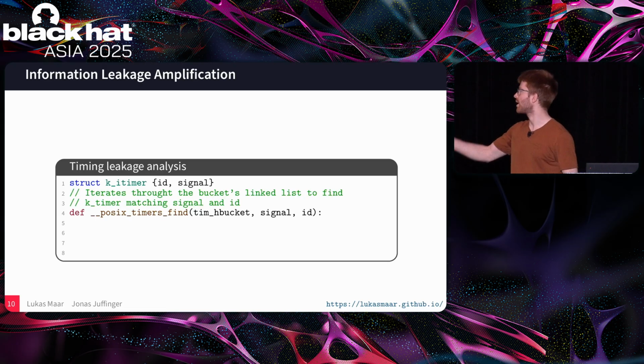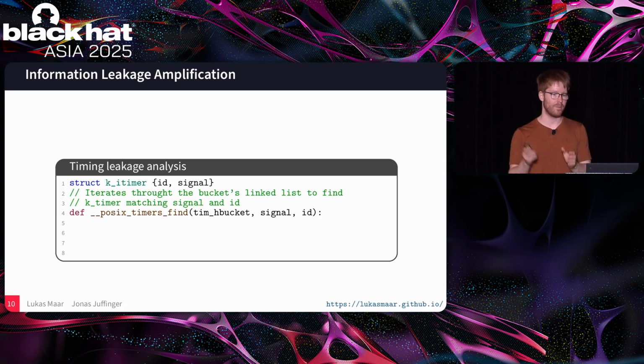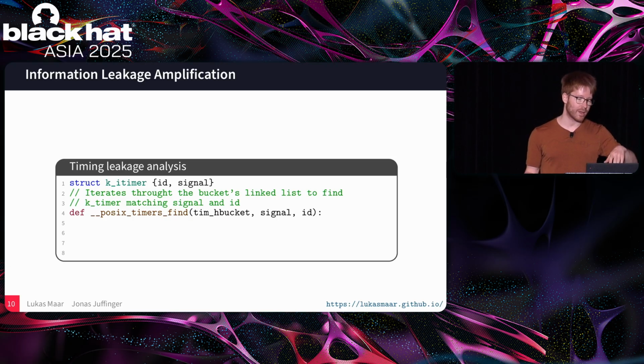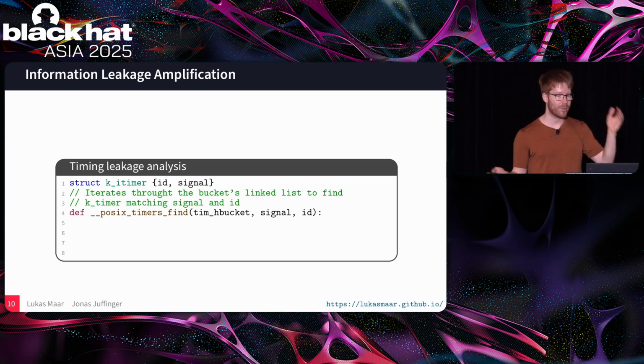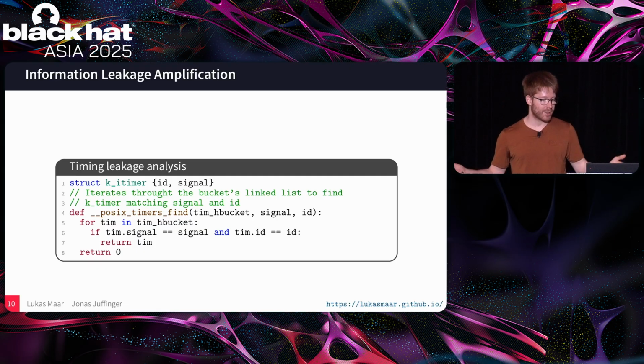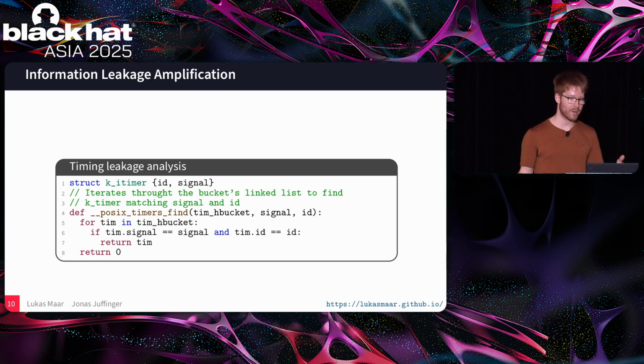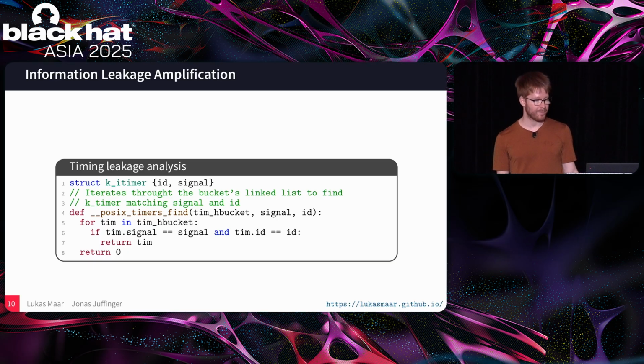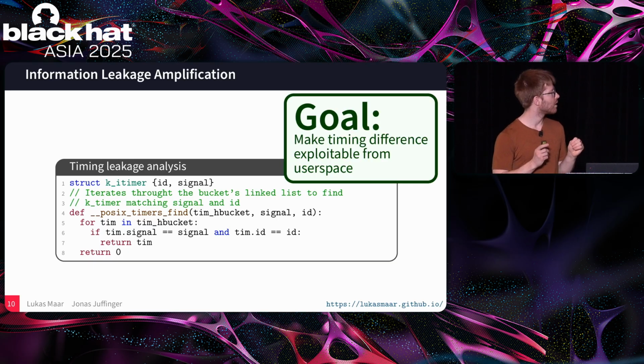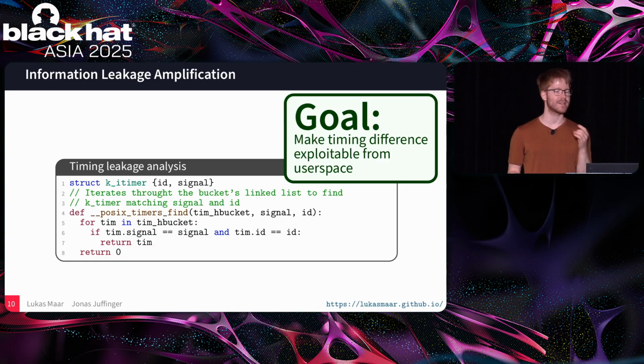It consists of one ID and the signal, as I said. The function which iterates over the elements is POSIX timer find, and it does basically that. So all timers within the bucket, if the signal is the same as the argument, similar to the ID, it returns the timer. And what we now aim for is to make this timing difference exploitable from user space.